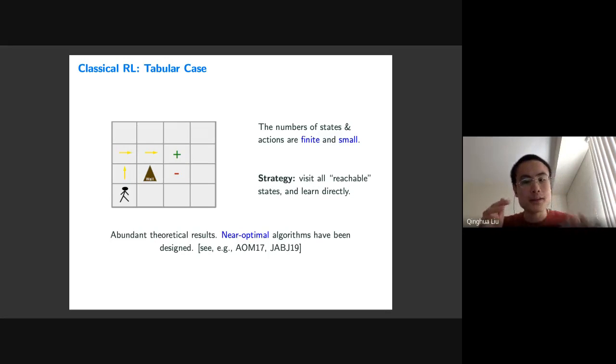And there have been abundant results for this tabular setting. We know what the minimax sample complexity is for this setting, and we have multiple algorithms that can achieve this minimax rate. For example, the value iteration algorithm with upper confidence bound by Azar et al. in 2017. One important thing about this tabular setting is that the minimax sample complexity scales linearly with the number of states. And the reason is very simple, because in the tabular setting, we don't know how to generalize knowledge between different states.